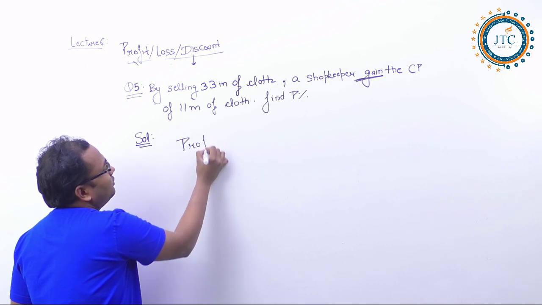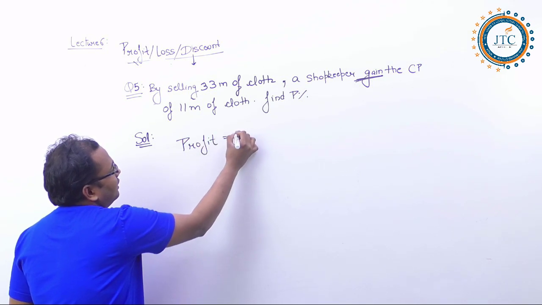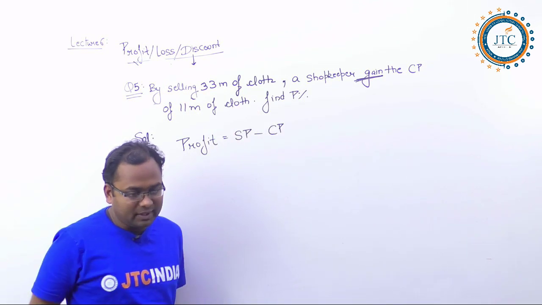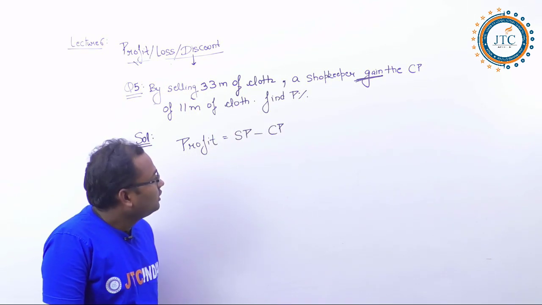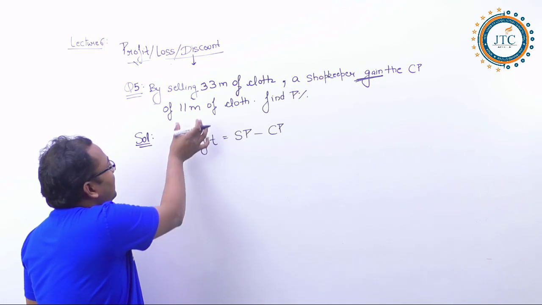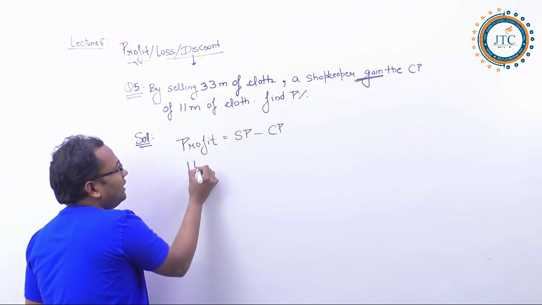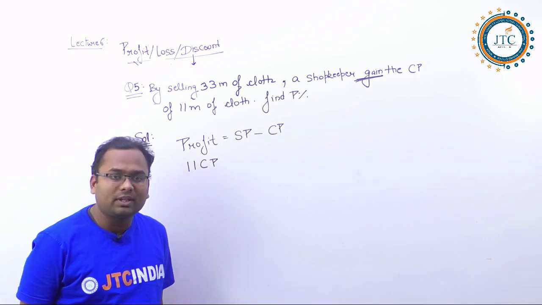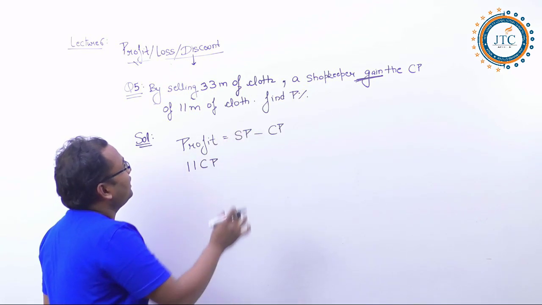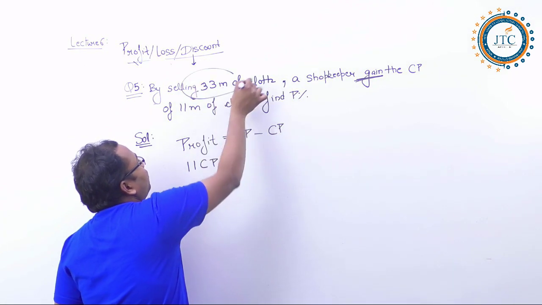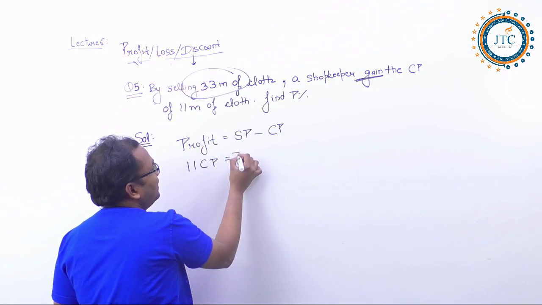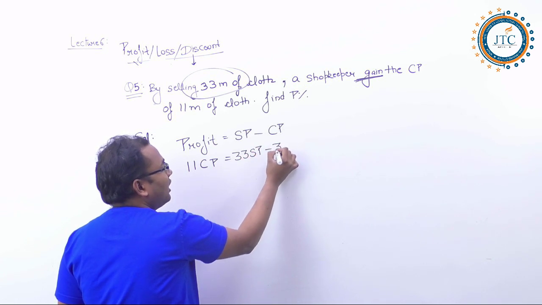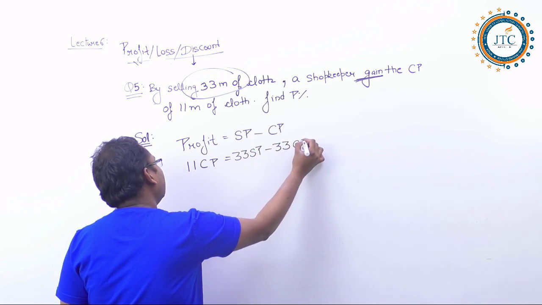Profit is equal to selling price minus cost price. As profit is equal to 11 meters of cloth, write it here as 11 CP, because profit is equal to the cost price of 11 meters of cloth. And what is the selling price? Basically we sell 33 meters of cloth, so selling price is according to 33 meters, 33 SP, and cost price is also according to 33 CP.